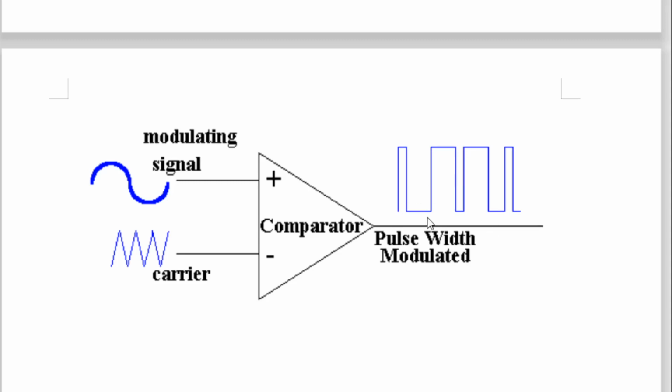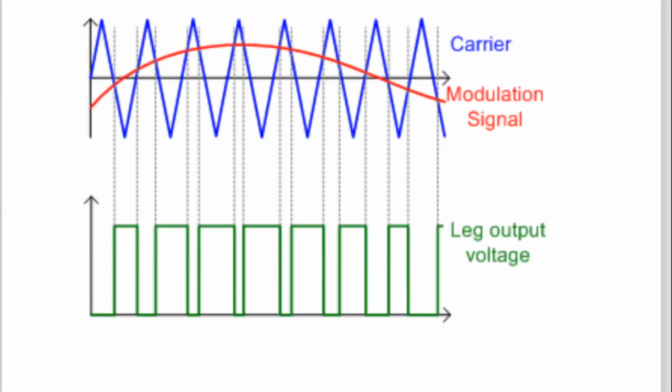So here this output is a square wave, that you remember. Our carrier is triangular. The information signal is a sine wave only. So according to the instantaneous value of the sine wave, the width of this pulse will change, and that we are going to see in the next diagram.